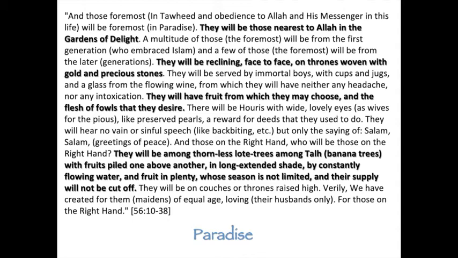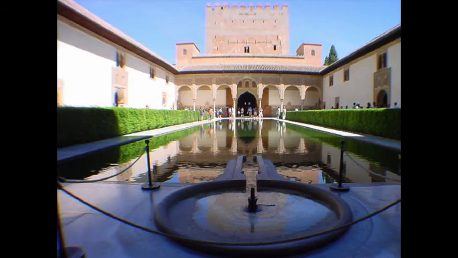They will be among thornless lote trees, among tal or banana trees with fruit piled one above the other in long extended shade, by constantly flowing water, and fruit in plenty, whose season is not limited, and their supply will not be cut off. Very much the notion that we see of paradise in the Quran and in the Hadith is a notion of an oasis.